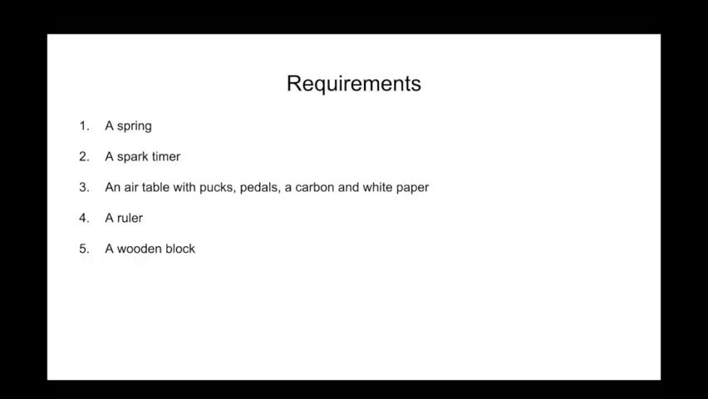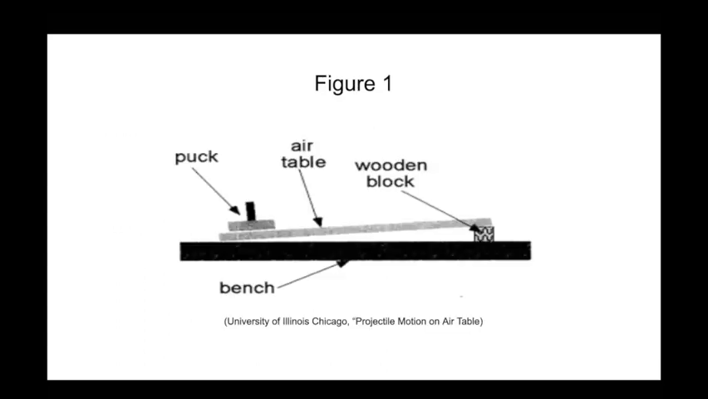Here is the equipment required for this project: a spring, a spark timer, an air table with pucks, pedals, carbon and white paper, a ruler, and a wooden block. The procedure of the project is the following. First, the mechanism is prepared as shown in figure 1 with white paper on top of the carbon paper. Secondly, a spring will be attached to the left bottom corner. Then, the spring's horizontal and vertical length will be measured to calculate the angle at which the puck will be thrown.